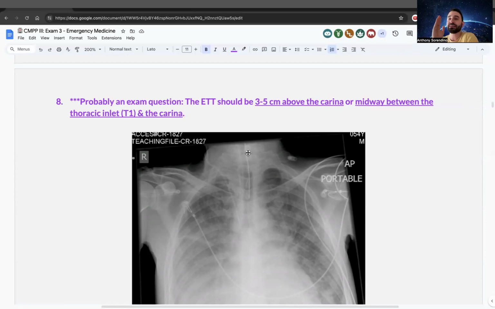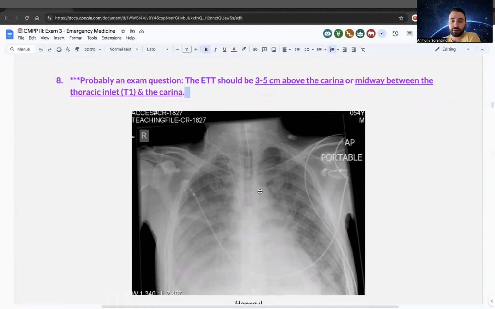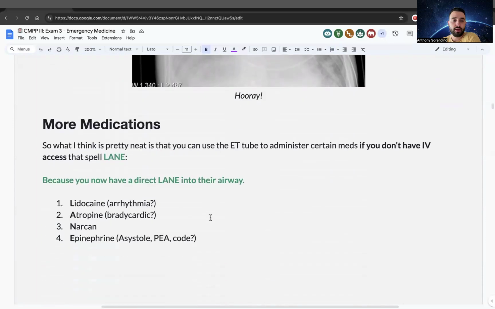So midway between the thoracic inlet and the carina, or 3 to 5 centimeters above the carina. All right, so that could definitely be a question. It's like, well, what do you do next? All right, you pull it out or you push it in a little bit more.